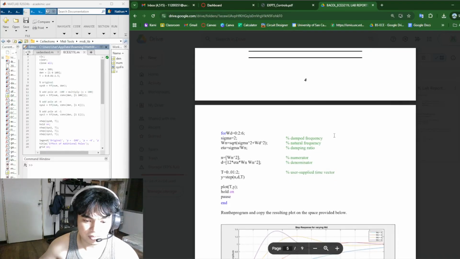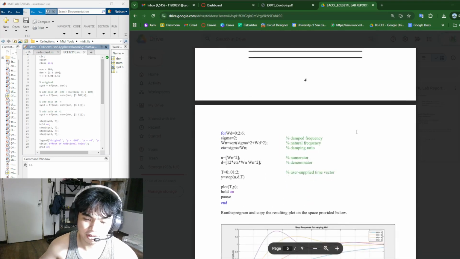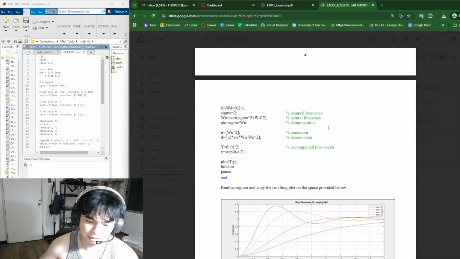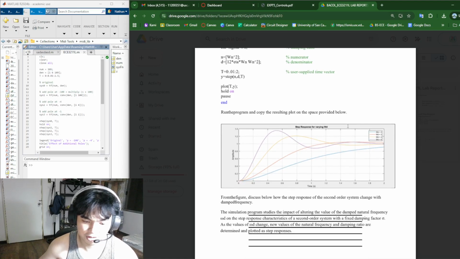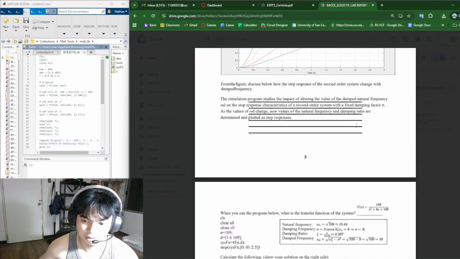So here the damping frequency is varied while the damping factor is constant, and increasing the damping frequency basically changes the speed of the oscillations. A higher damping frequency results in faster oscillations, and the system becomes quicker in terms of oscillatory behavior.